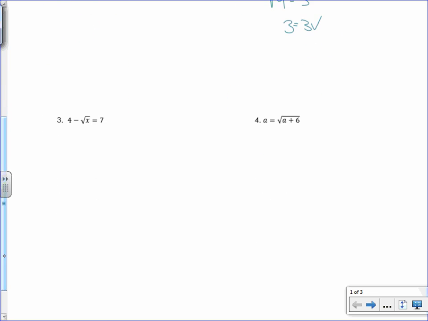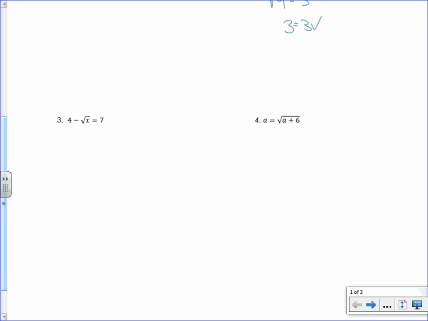Scrolling down. Alright, number 3. The radical is not by itself. You could do this 2 ways. You could subtract the 4 and divide by a negative. That's fine. I'm going to avoid doing that. I'm going to add the square root of x to both sides and subtract 7.